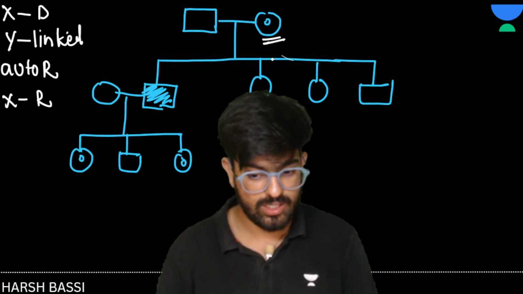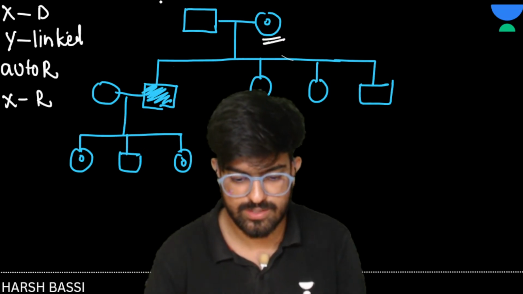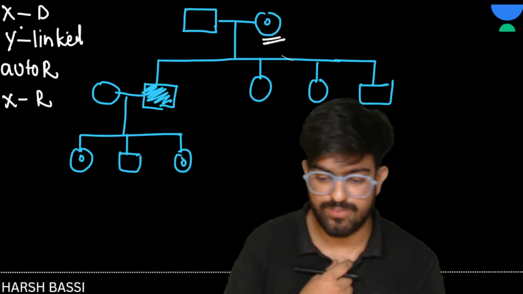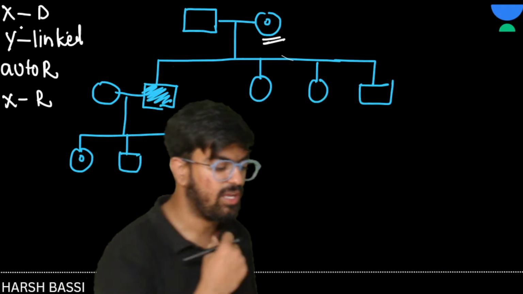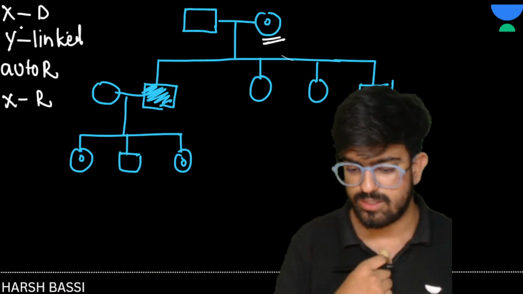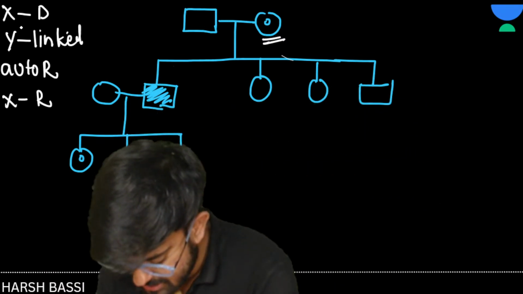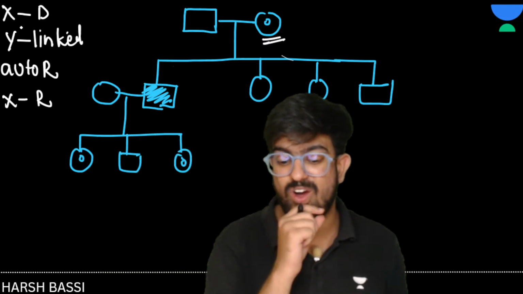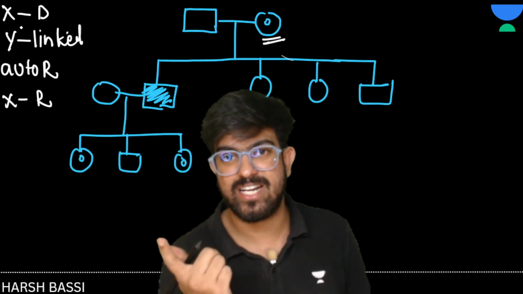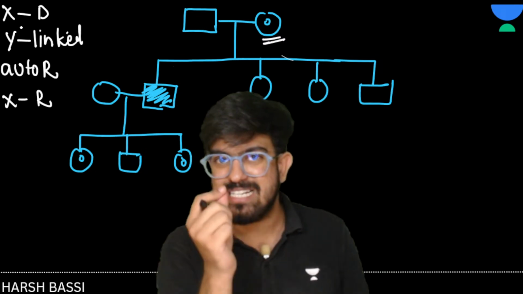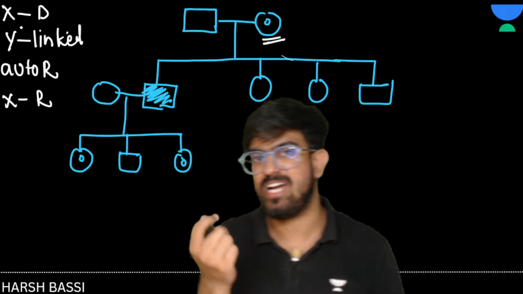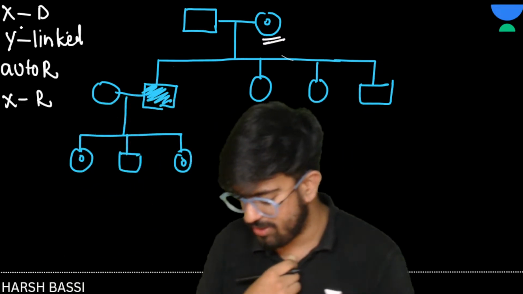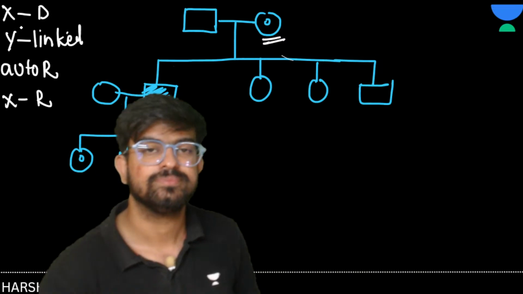It's very easy. Just see one thing. In autosomal inheritance, where is it going from and to? It goes from mother to son, mother to daughter, father to son or father to daughter. Check what's going on first.